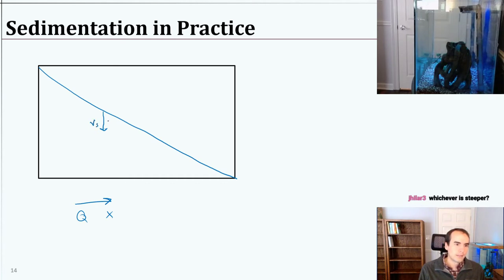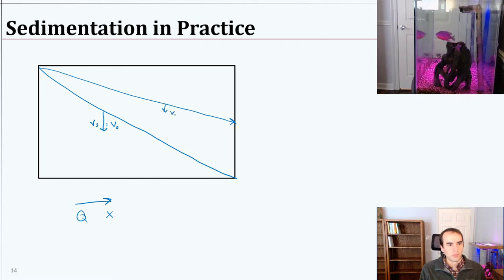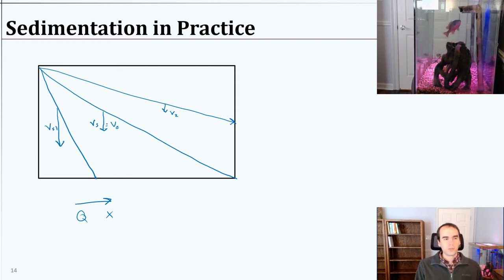This Vs going downward is really what we're comparing, because if that's the Vs for that one that's basically at critical settling, we'll just say this one's equal to V0, then this one over here has a smaller one, compared to a very large downward component of this vector. Okay, so looking at the slope, you're essentially correct there. But mathematically, what we're doing is using just that downward component. But it sounds like you've got it.